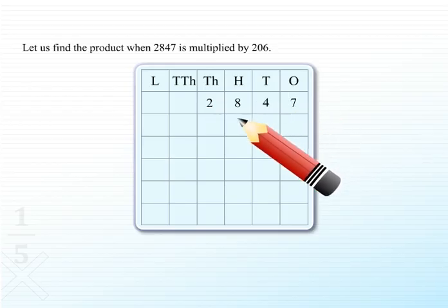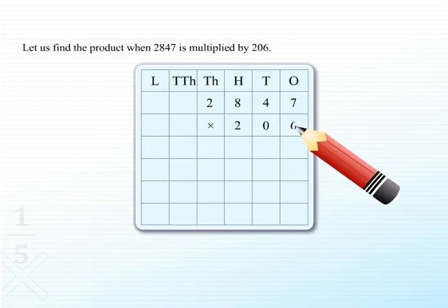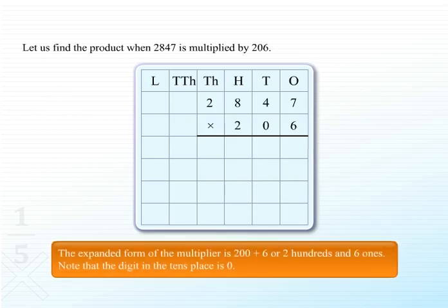Let us find the product when 2847 is multiplied by 206. The expanded form of the multiplier is 200 plus 6, or 2 hundreds and 6 ones. Note that the digit in the tens place is 0.